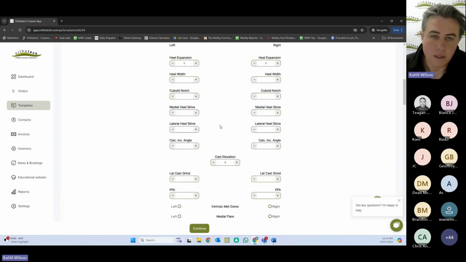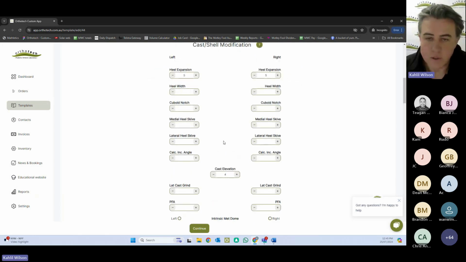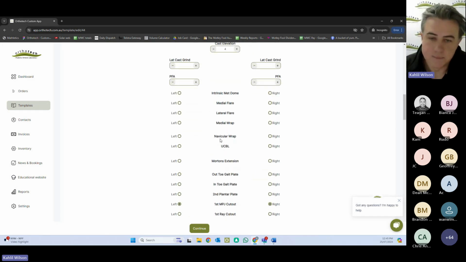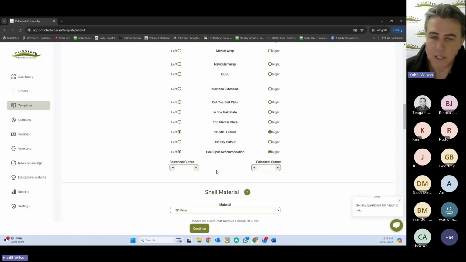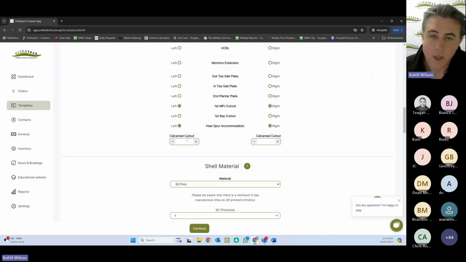So again, no other necessary intrinsic modifications here. We do look at a first MPJ cutout. Again, when you're adding that valgus, it doesn't hurt to have the first MPJ cutout to address those tensile forces, in shortening the distance between the metatarsal heads and the heel.